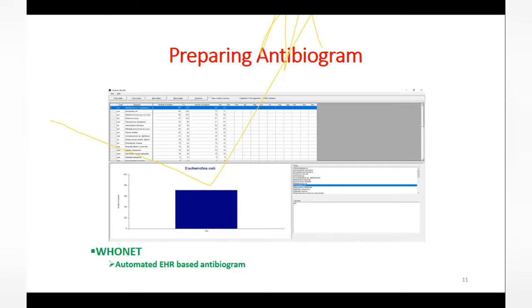Otherwise, we will discuss ahead how to prepare the antibiogram manually, or else we can make use of the WHONET software, which is freely available for preparing the antibiograms.